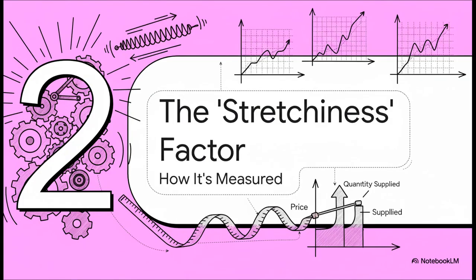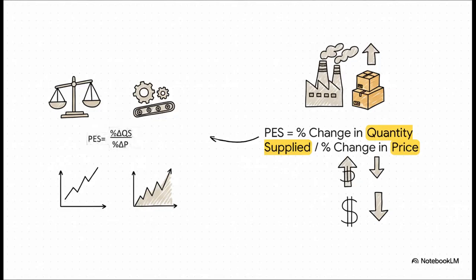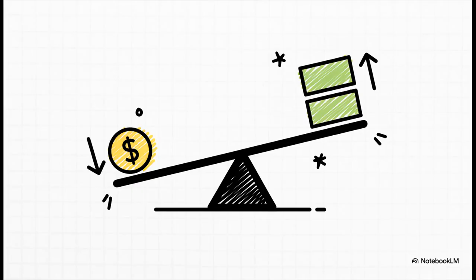Let's get into the nitty-gritty. How do we put a number on this stretchiness idea? Here's the formula. I know it might look a little academic, but the idea behind it is super simple. It's just a ratio. You take the percentage change in the amount being supplied, and you divide it by the percentage change in the price that made it happen. An even easier way to think about it: the PES number tells you what percentage supply will change for every 1% change in price. So if the PES is, say, 2, that means for a 1% price increase, suppliers can crank out 2% more product. It's that simple.